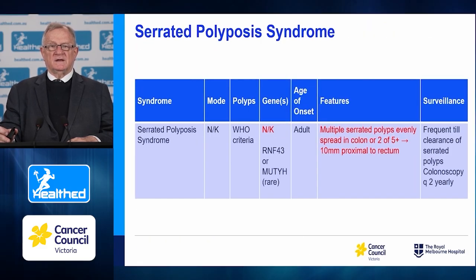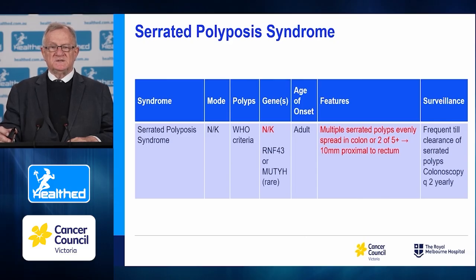So the last polyposis syndrome is serrated polyposis syndrome, the newest on the block, but the most common, where there is a host of serrated polyps that occur either in one of two forms or both the forms, where there's 5 larger serrated polyps above the rectum, usually in the right colon, or 20 of any size spread around the colon. Those are the 2 criteria, of which only need to reach 1 to make the diagnosis.